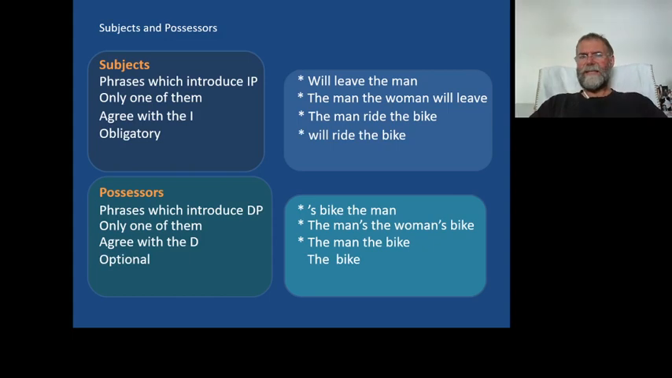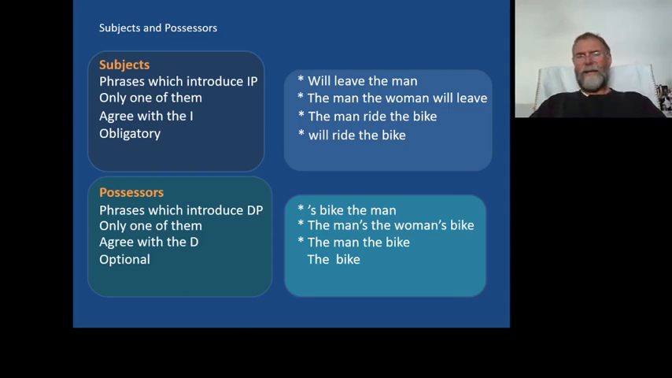The subject is an obligatory element of the sentence. You can't miss the subject out. You can't say, we'll ride the bike. Okay, you've got to have the man will ride the bike. Possessors, on the other hand, are optional elements of the DP. You can have a possessor, but you don't have to have a possessor. So while you can say the man's bike, you can also say the bike without a possessor at all.